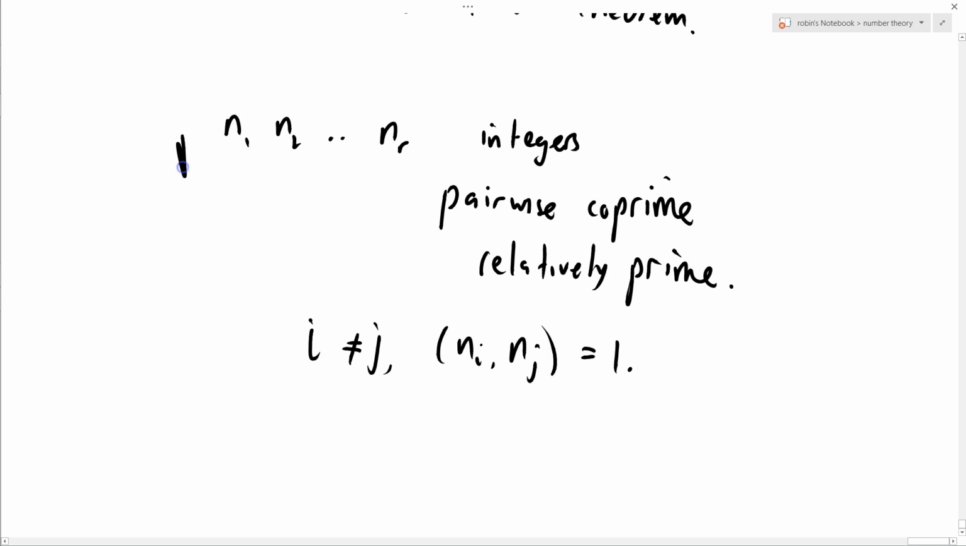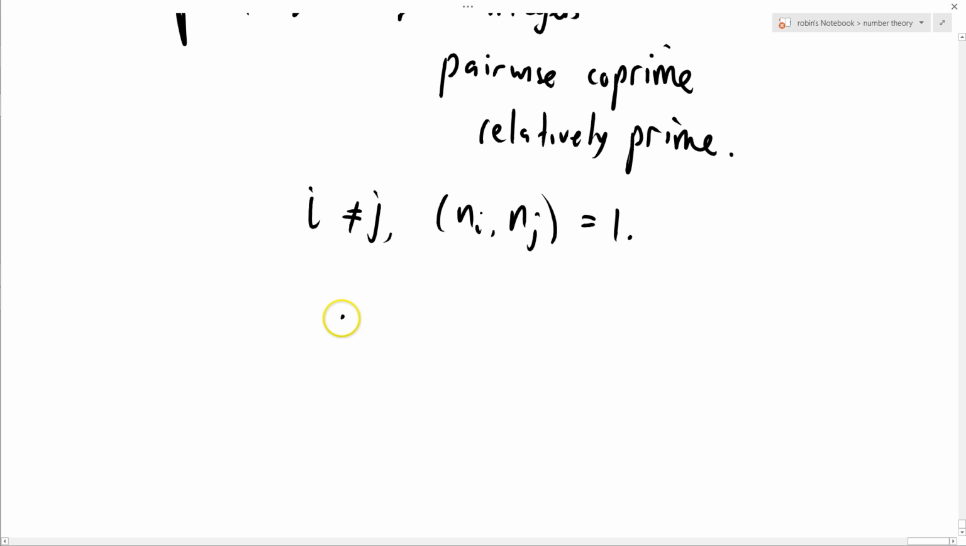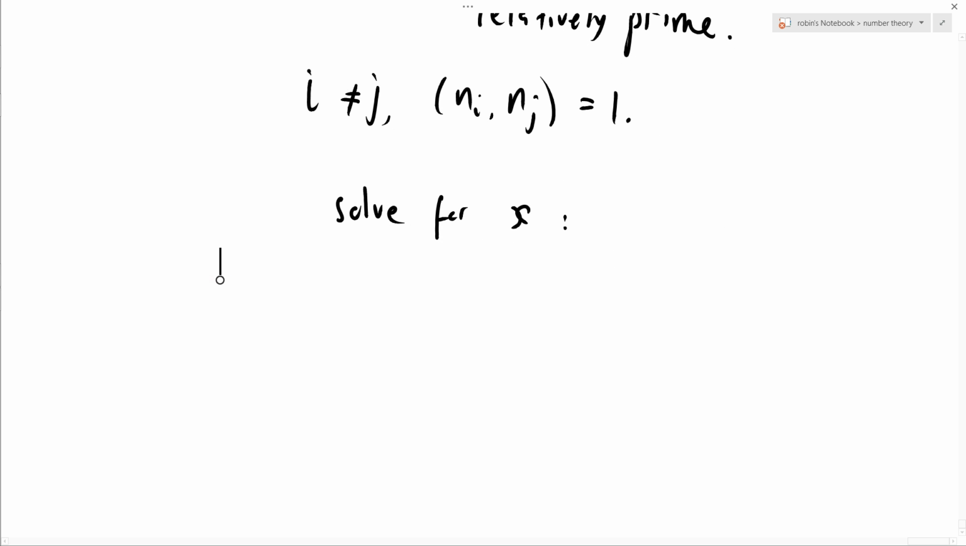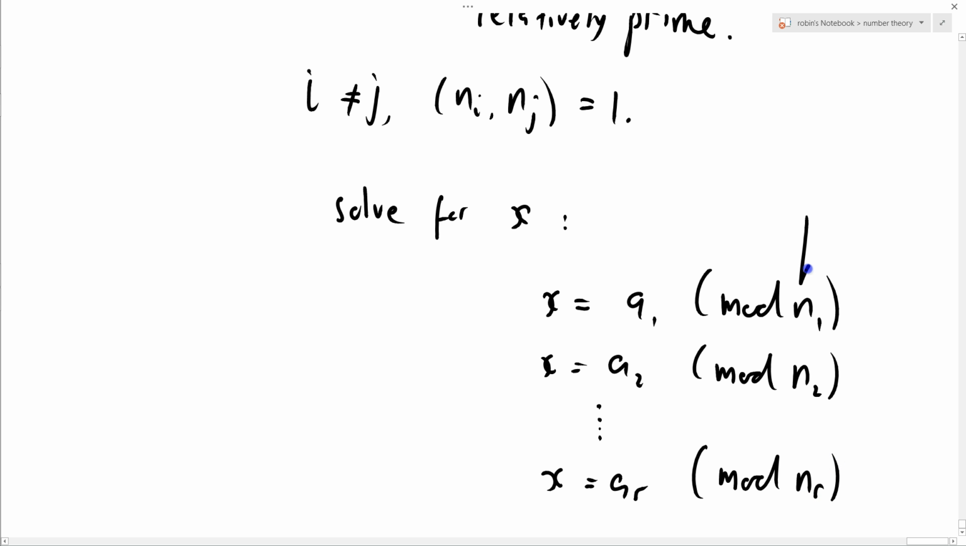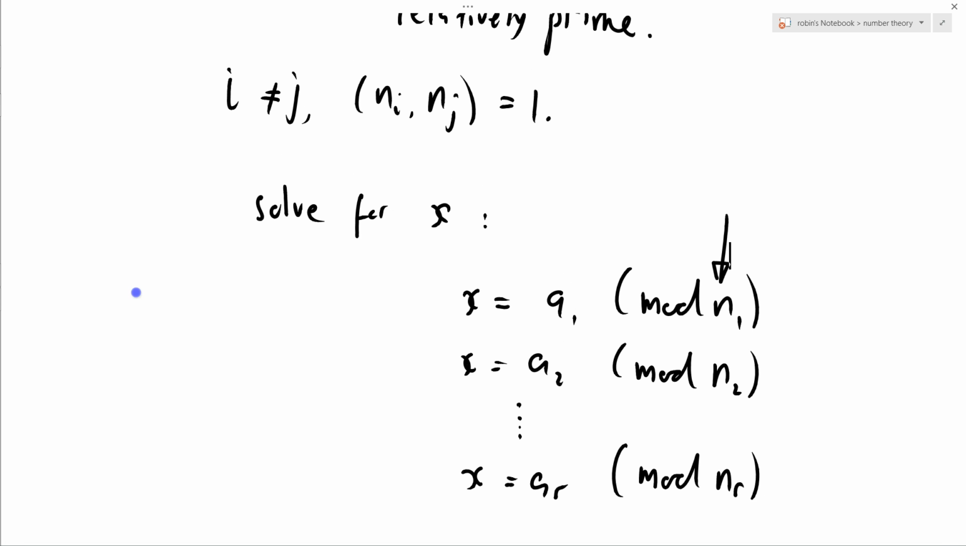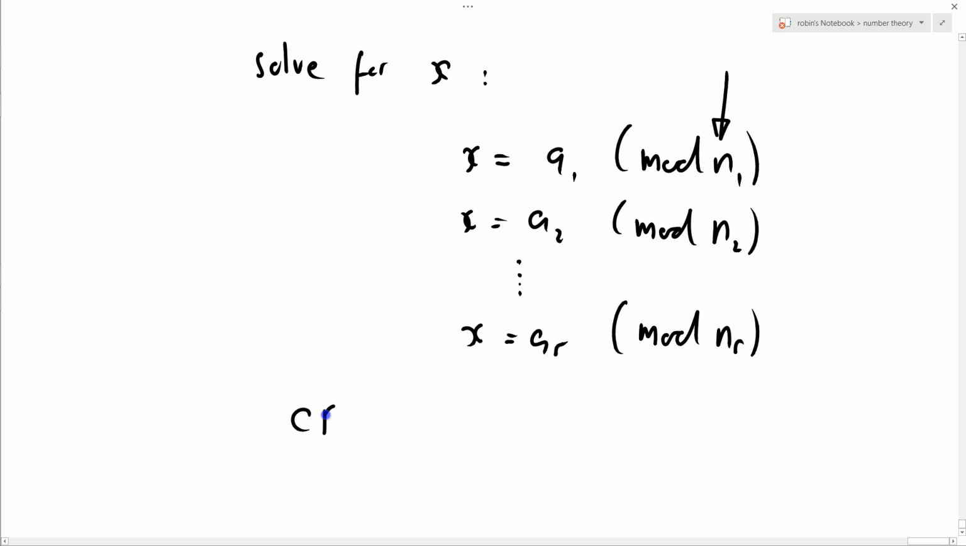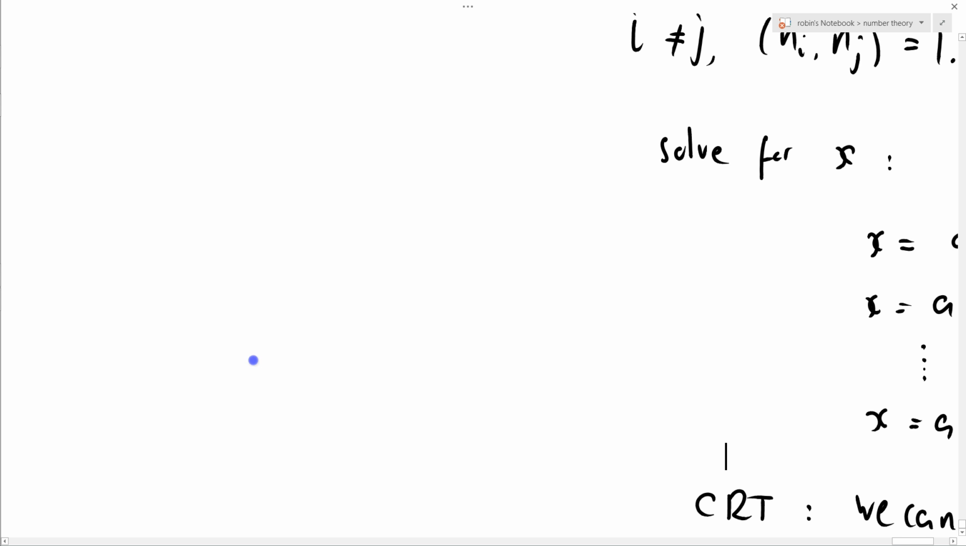Okay, so there's a bunch of numbers there. So what am I going to do with it? What I'm going to do is solve for x the following. x equals a1 modulo n1, x equals a2 modulo n2, and so on, all the way down to x equals ar modulo nr. And here are my moduli, and they're all pairwise co-prime. Now, the Chinese remainder theorem says that we can solve this, which is nice. That's the first thing it says.